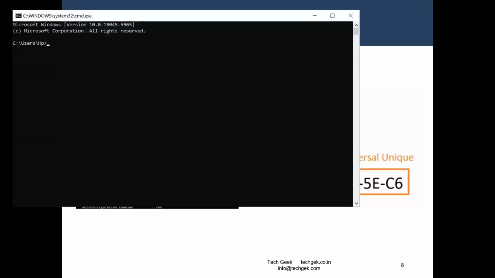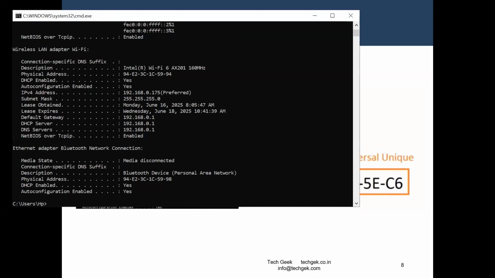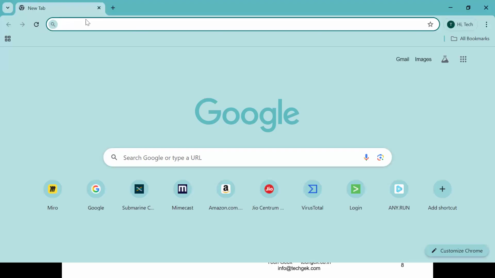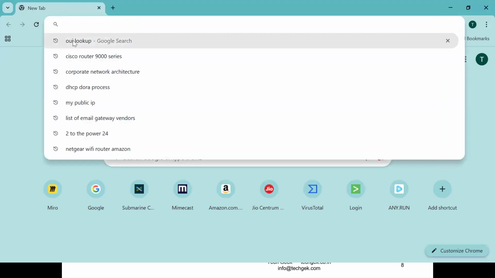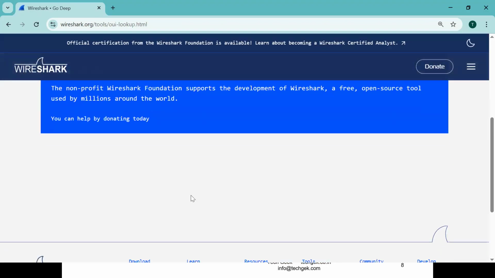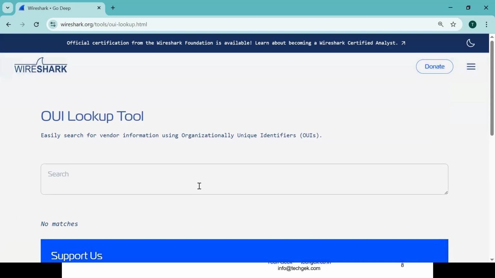If I go to the command prompt on my computer and type ipconfig /all, here you can see the physical address of the NIC card in my computer. Let me copy this. What does it show? It shows the vendor identity. How can we identify these vendors? Let me give you one example, which is called the OUI lookup. If I come to this, let's have a look at this.